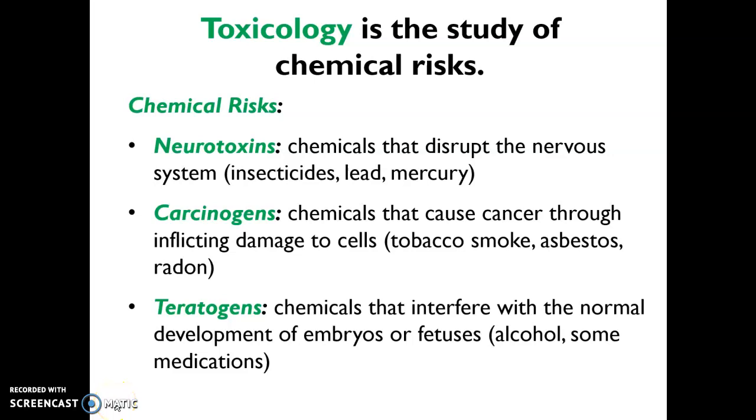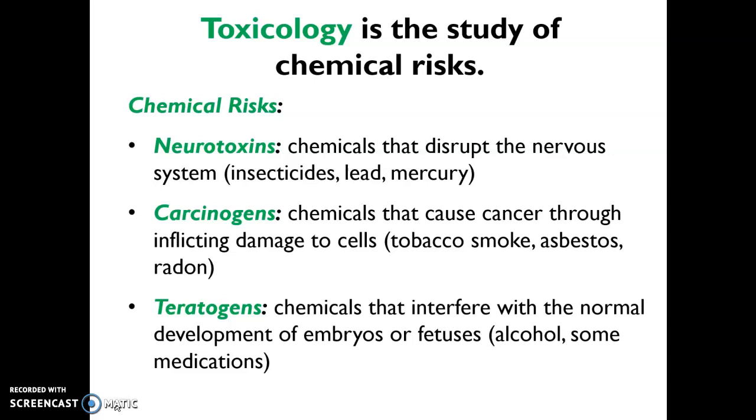So continuing with the fourth screencast for chemical and biological risk or human health risk, we are now turning to the topic of toxicology. Toxicology is the study of chemical risks. So first I will define the 5 categories of chemical risks and give some examples, and then we'll look at how scientists study these risks.